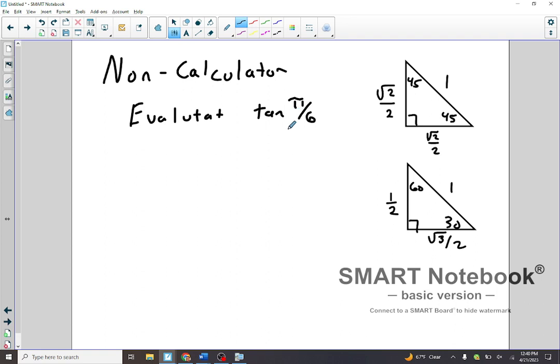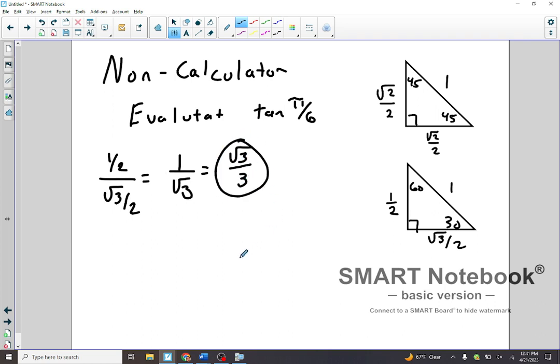Tangent is opposite over adjacent, correct? So it's 1/2 over root 3 over 2, which you could cancel out because they're both halves on the bottom. So it's 1 over root 3, which you then have to rationalize to root 3 over 3.